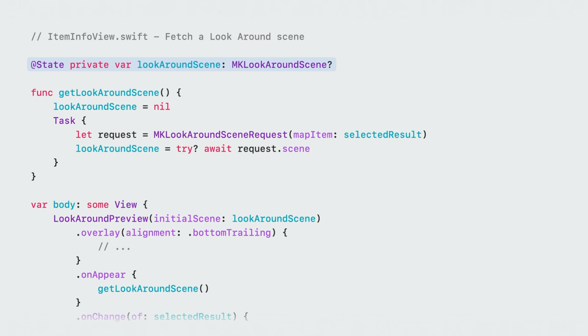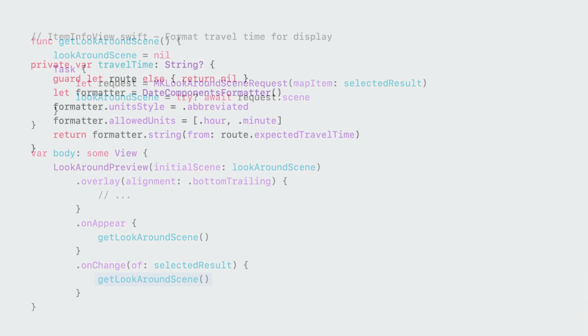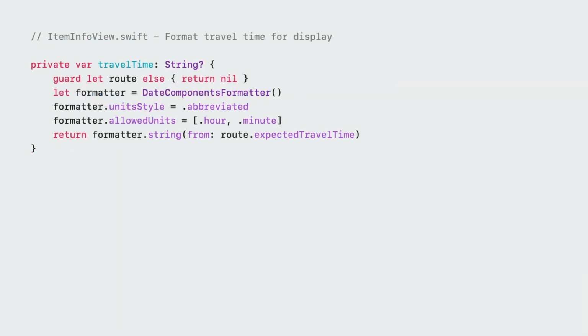The preview displays a look around scene. You can get the scene for a given map item using MKLookAroundSceneRequest. The scene will be fetched when the view is displayed, and again anytime the selected search result changes. Finally, there's a property that formats an MKRoute's expected travel time for display using DateComponentsFormatter. I'll switch back to Content View and add this item info view.